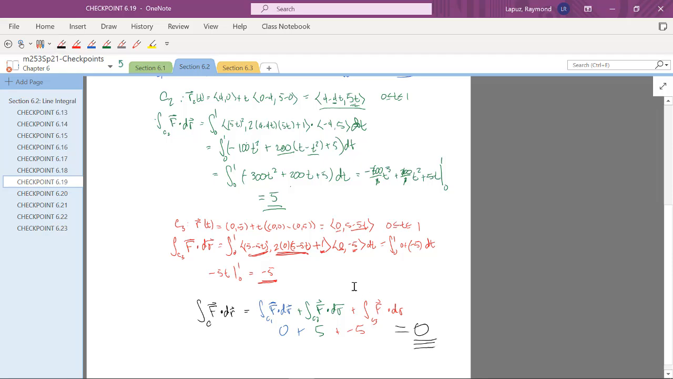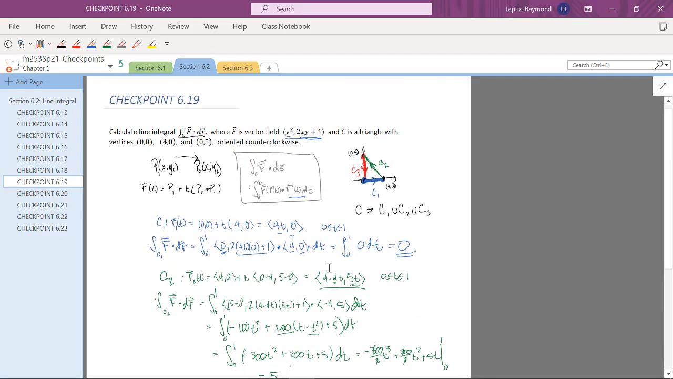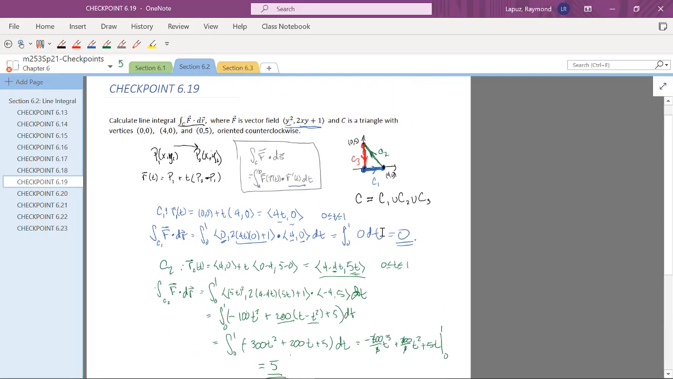All right. As a summary, we're integrating over this curve. This curve happens to be a closed curve. We'll talk about closed curves in a little bit more detail in the next section. It turns out that if you're integrating a vector field over a closed curve and you get 0 like we did, then that vector field must be conservative, but we won't worry about conservative vector fields until later.